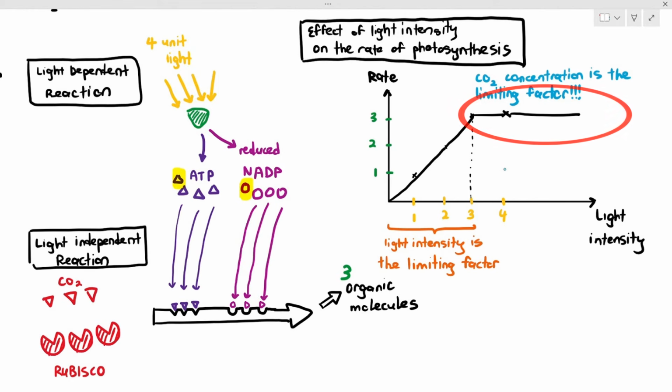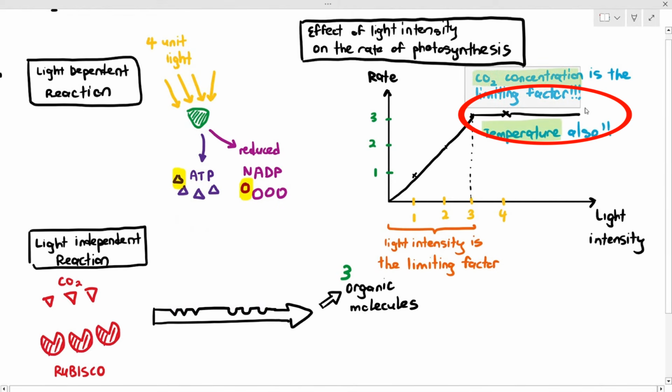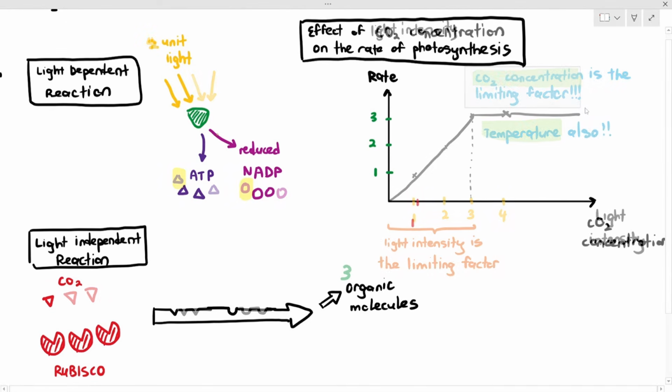So beyond this point of the graph here, carbon dioxide concentration is the limiting factor. Temperature also is a limiting factor, because if you were to increase temperature a little bit, maybe the CO2s can bind to the Rubisco much faster to increase the rate of photosynthesis in general. Right? Now, let's try another one.